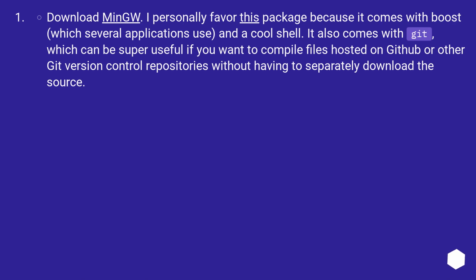Download MinGW. I personally favor this package because it comes with Boost, which several applications use, and a cool shell. It also comes with Git, which can be super useful if you want to compile files hosted on GitHub or other Git version control repositories without having to separately download the source.